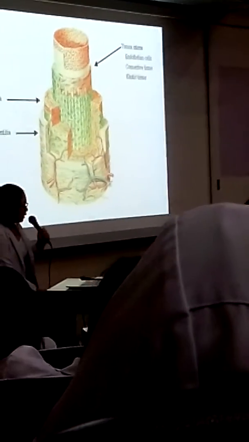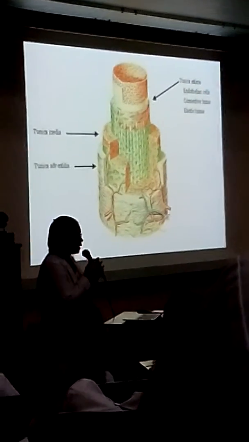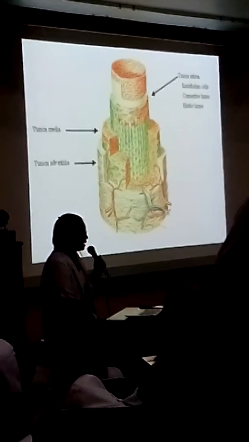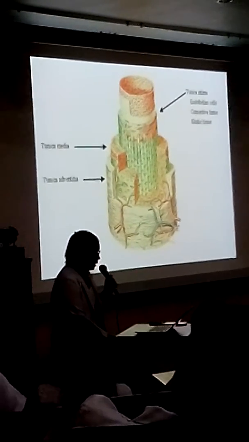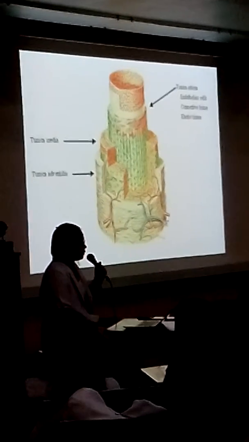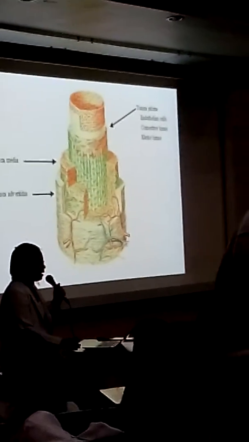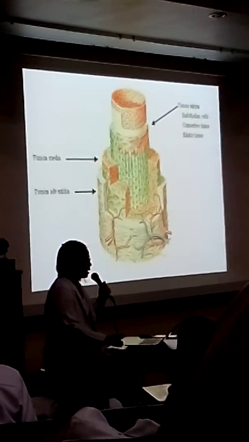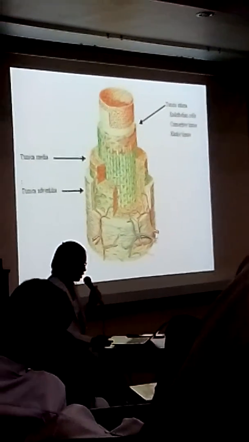So let's now take a look at the organization of blood vessels in general. So there are three layers of the blood vessels. What are they? Intima, media, adventitia. So basically, in comparing your arteries and your veins, the thickest part of the artery is the tunica media, while in the veins, it is the tunica adventitia.